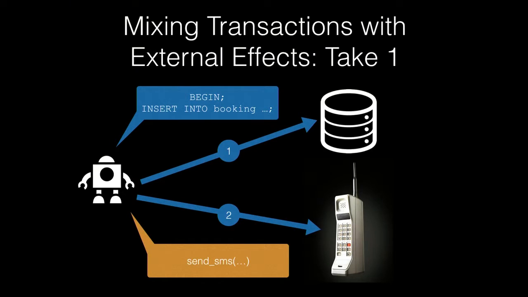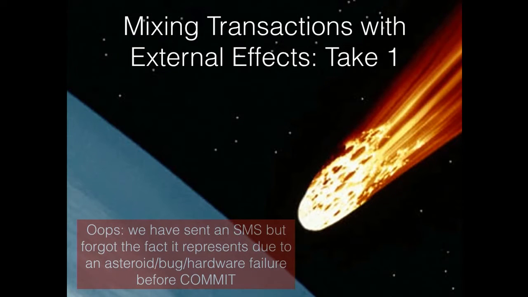Now, this is obviously a ridiculous way to do it, because it can go horribly wrong. You begin a transaction, insert something into a database to say, this customer has bought a seat on the plane. You then send an SMS to the customer and then try and commit. But right at that moment, something goes horribly wrong. It's probably not going to be an asteroid hitting the server, literally, but it could be a temporary loss of network connectivity or something like that. And so we don't commit. So now we've sent this SMS out to tell someone that they have a seat on a plane, and they don't have it because we've forgotten all about it. We didn't commit that transaction. Obviously, that's not the right way to do it.